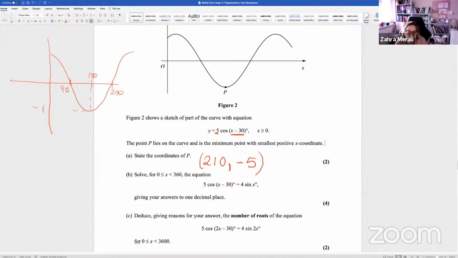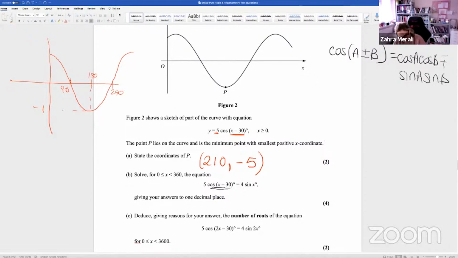Okay. Part B, solve the equation equals 4 sine x, giving your answers to 1 decimal place. Right, so there's a couple of ways to do this. I think the easiest way is to use your identity and open this out. In your formula book on page 6 as well, you get given cos(A ± B) equals cos A cos B ∓ sin A sin B. And that just means the sign swaps. So if there's a minus there, you're going to have a plus.